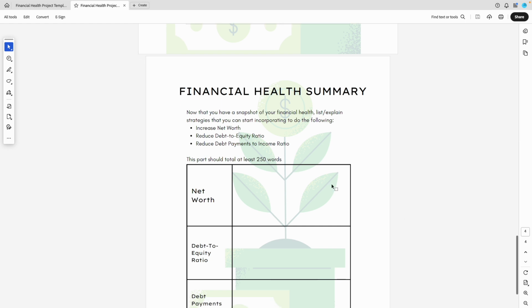So the final part will be right here. Now that you have these numbers, you can go right into here, here, and here, and you will be able to type in suggestions. This is the strategy. So at least 250 words as a total for all three. So what is that? Basically 100 words an area here, my friends. How could we increase net worth? What are some strategies to do that? What are strategies to reduce debt to equity ratio? And of course, what would strategies be to reduce debt payments to income ratio?